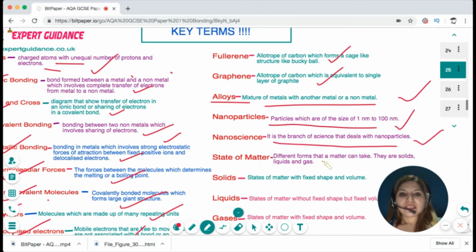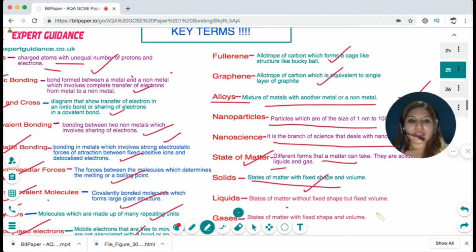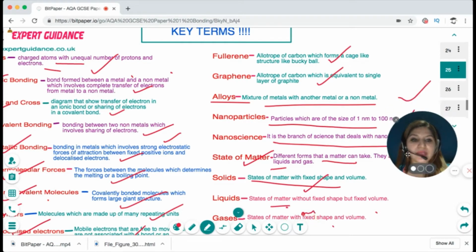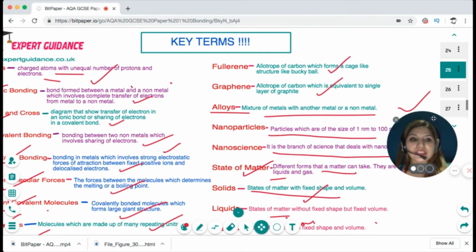States of matter are the different forms that matter can take: solids, liquids, and gases. Solids are the state of matter with fixed shape and volume. Liquids have fixed volume but not fixed shape. And the state of matter without any fixed shape and fixed volume is the gas. Okay, so I hope this is clear to you.